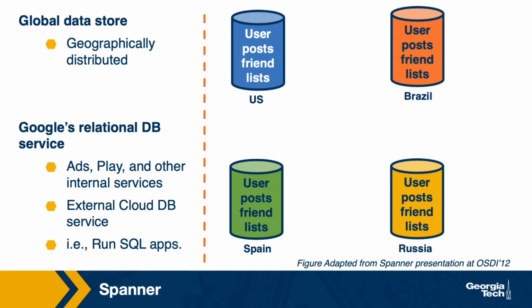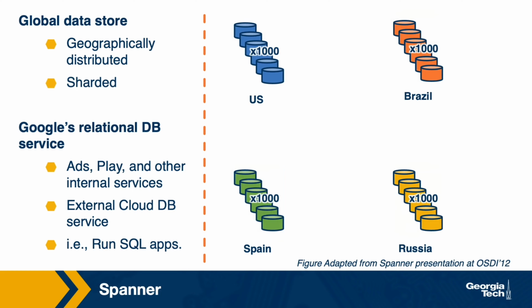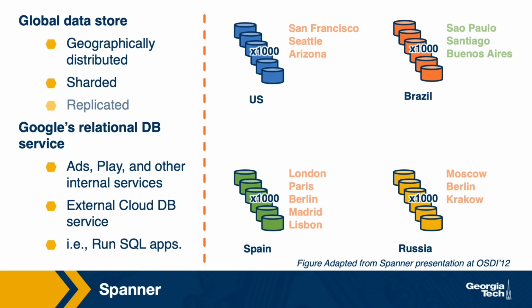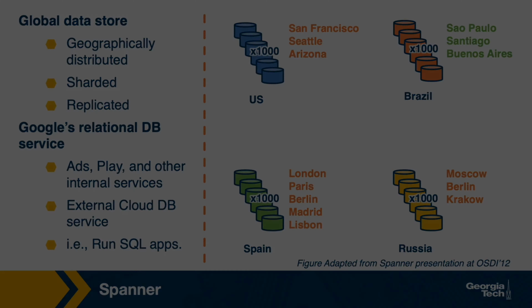At each location, the data that belongs overall to this data store will be partitioned across thousands of servers. We also use the term that the database is sharded across servers. And also, at each geographic location, the data will also be replicated across multiple sites, and this redundancy is needed for fault tolerance and availability.